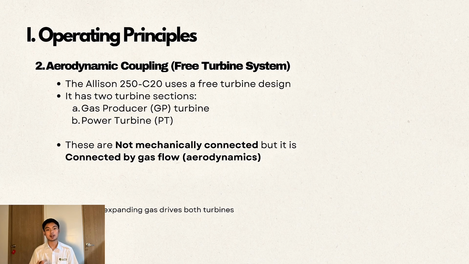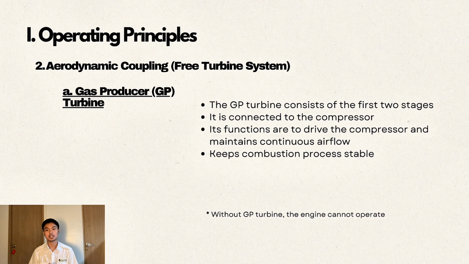And aerodynamic coupling, or the free turbine system. There are two turbine sections: the gas producer turbine and the power turbine. They are not mechanically connected but connected through the gas flow. And let's proceed to the gas producer or GP turbine.